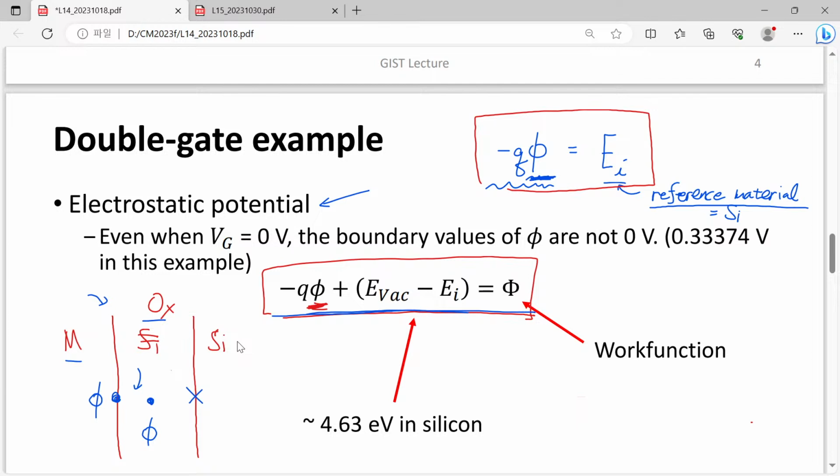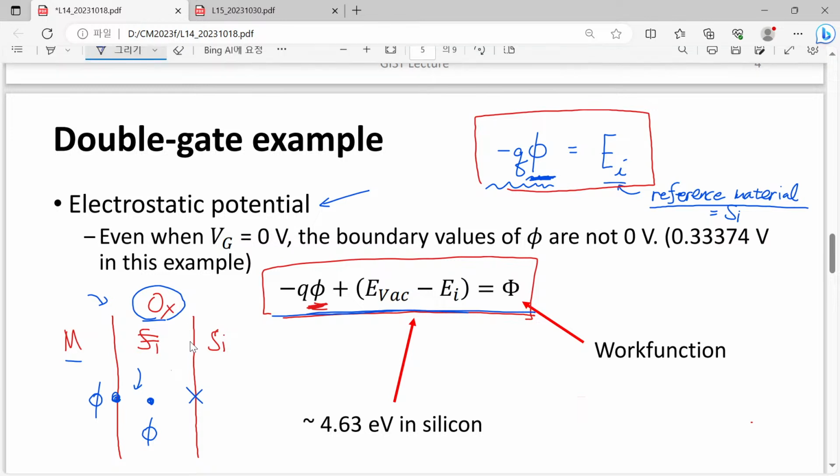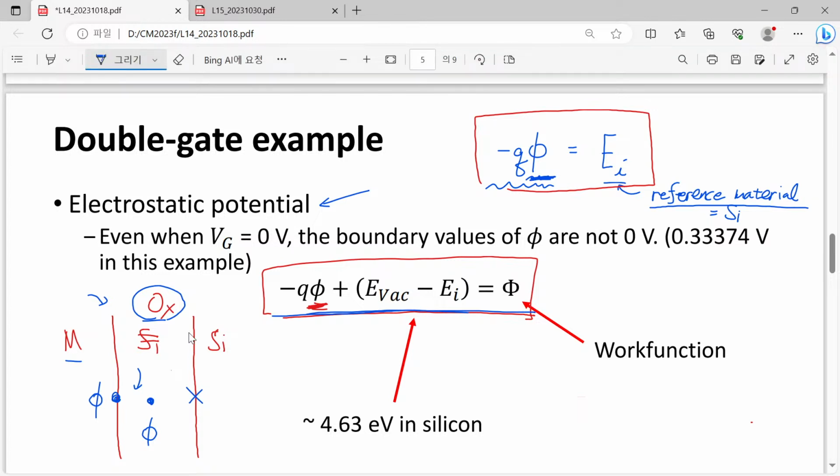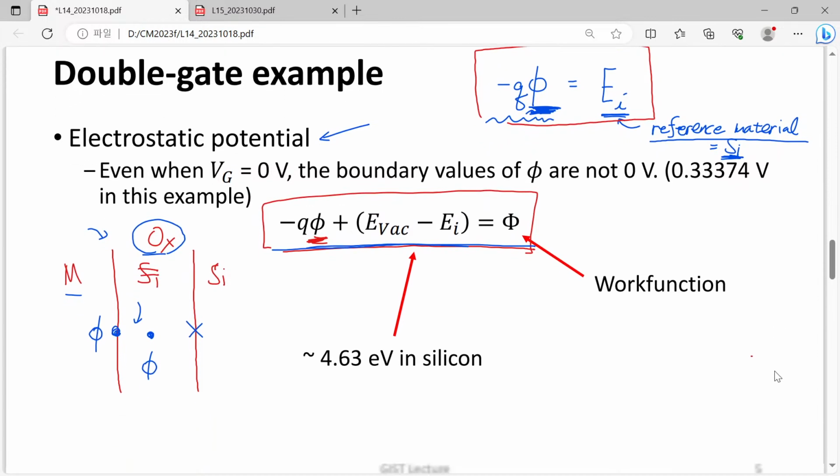So please note that even when we consider oxide or nitride or, for example, silicon germanium or germanium, we can consider many different materials in this silicon-based device, but for all other materials, we just define our electrostatic potential as the quantity corresponding to the intrinsic Fermi level of the reference material, in many cases just silicon. So please note this one.